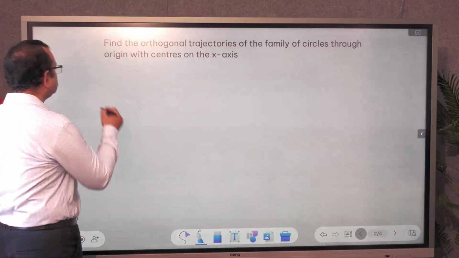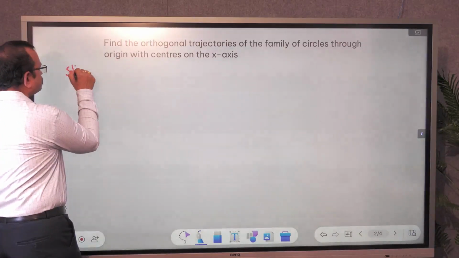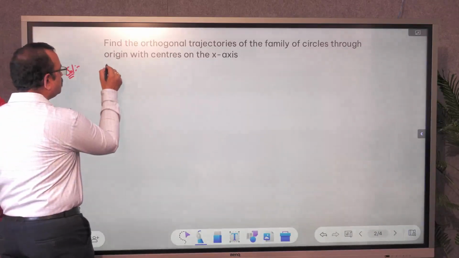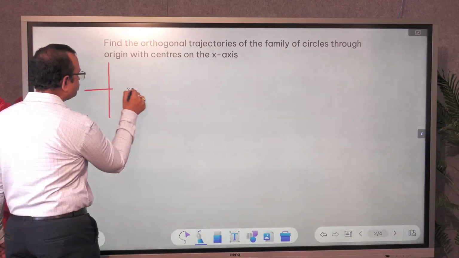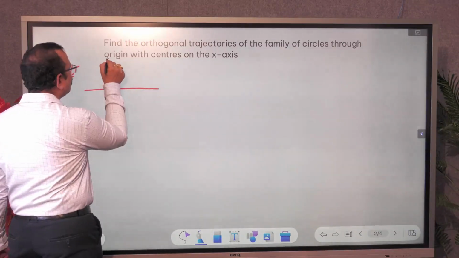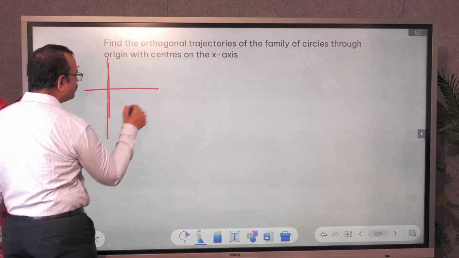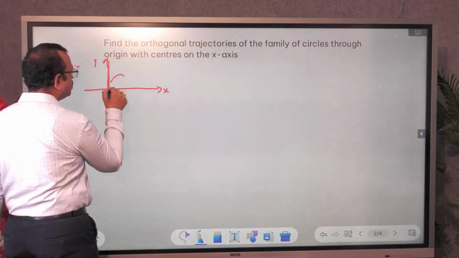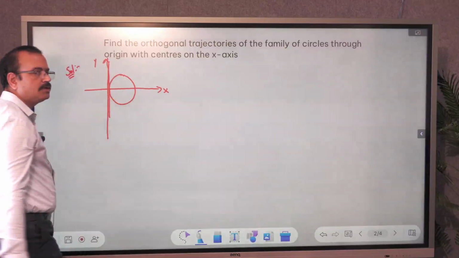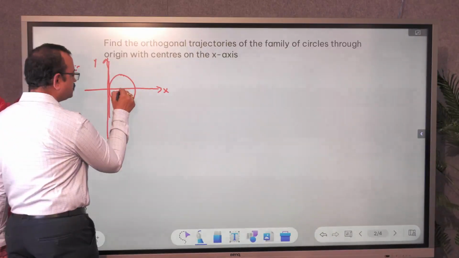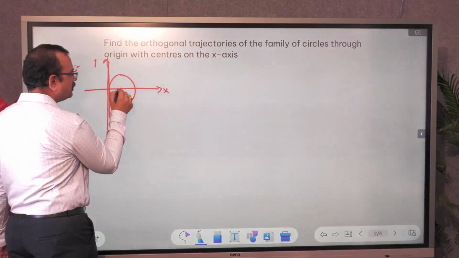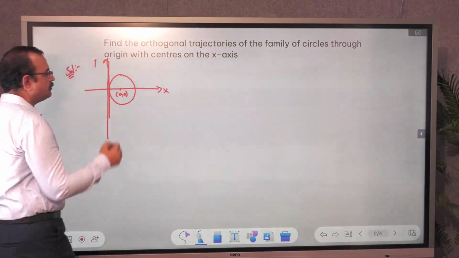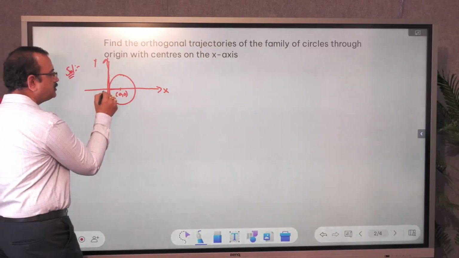So first of all, let us see the equation of such type of circles. Given that the circles are passing through the origin and having their centers on the x-axis. Suppose this is the y-axis and this is the x-axis. So we have a circle like this, passing through the origin and having its center on the x-axis. Suppose this is the center here. It is of the form (a, 0), where a is nothing but the distance from the origin to the center.